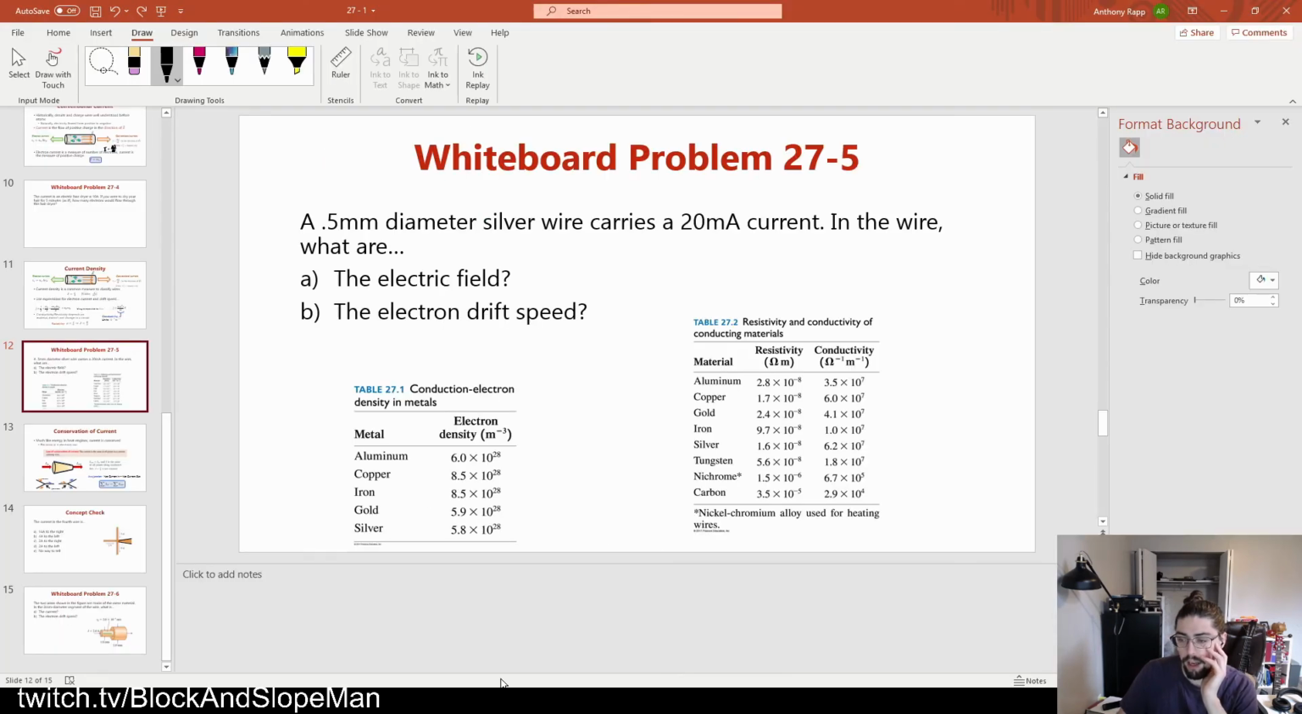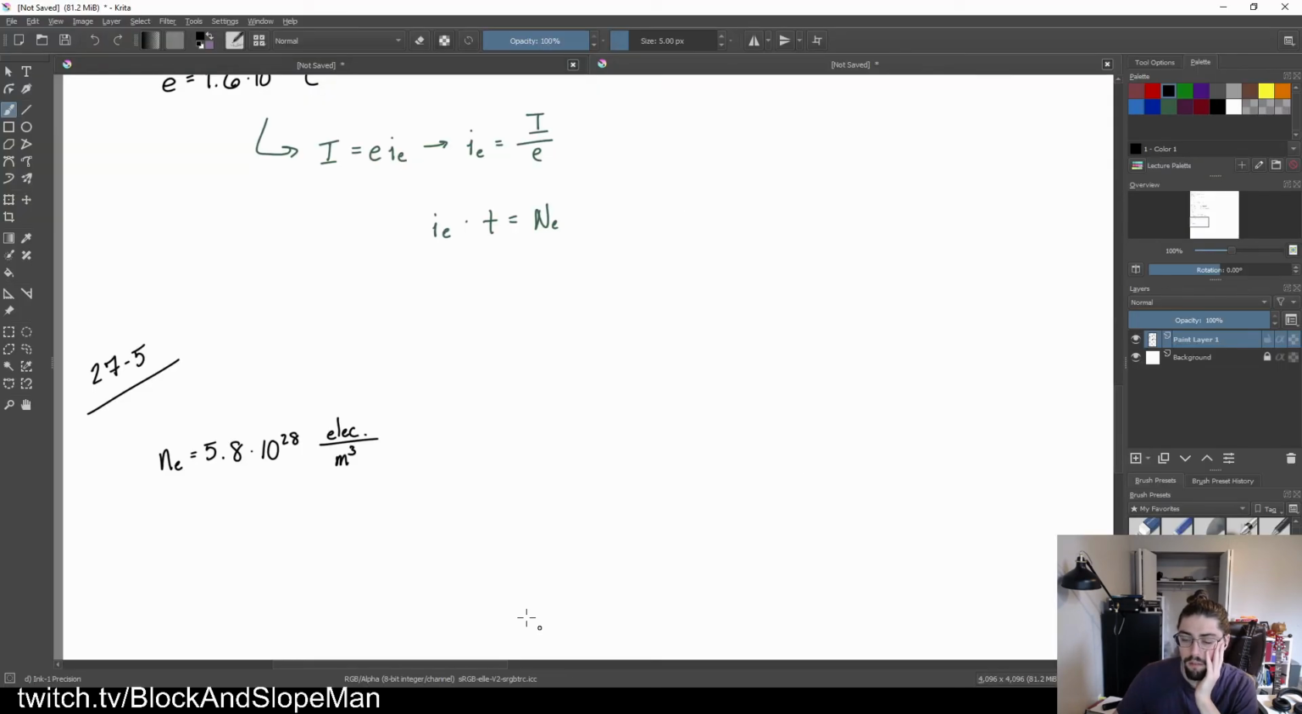We're also going to need that conductivity value. It'll really help us solve this a lot faster. For silver, 6.2 times 10 to the 7th, and that is per ohm meter, which is not a value that we know right now, but we'll talk about it very soon.